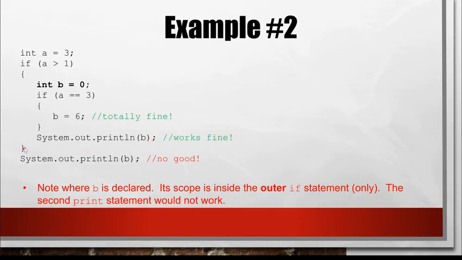But once we leave the block where b is defined, then we lose scope. Note where b is declared, its scope is inside of the outer if statement only. The second print statement will not work.